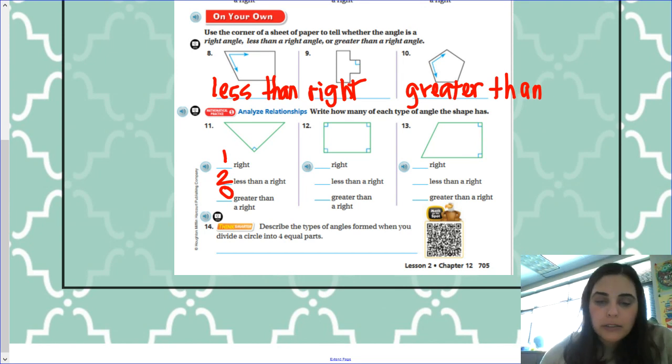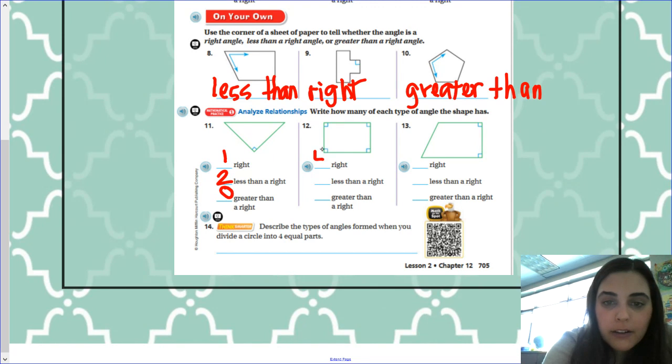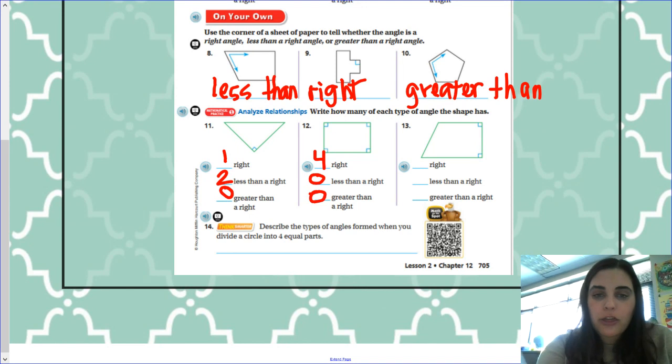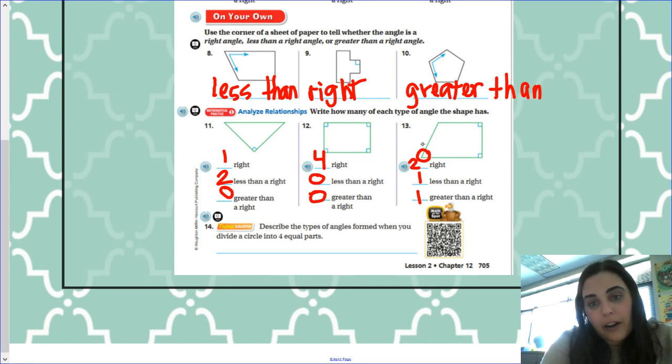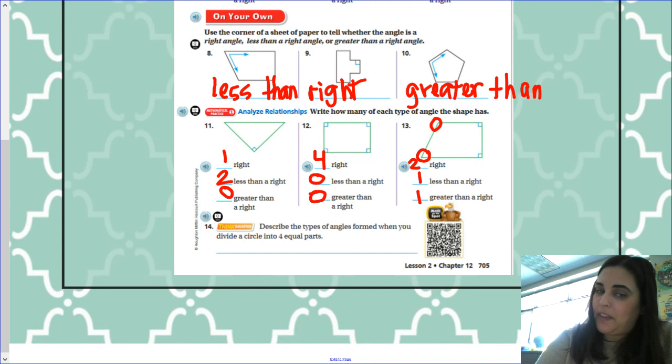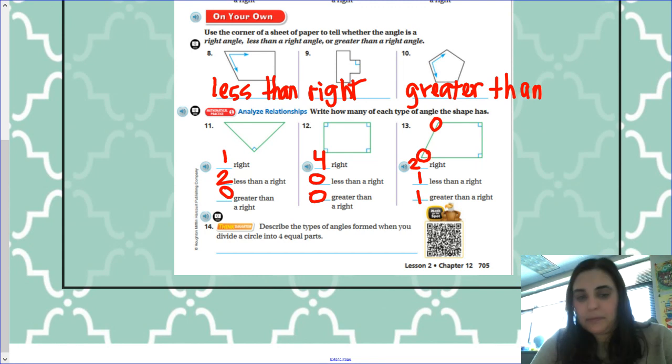Okay, number 12. If you said 4 right angles, that's correct. There are 0 that are less than, there are 0 that are greater than. They're all right angles. Number 13. If you said 2 right angles, that's correct. There's 1 that's less, that's this one here. And then there's 1 that's greater. That's this one there.